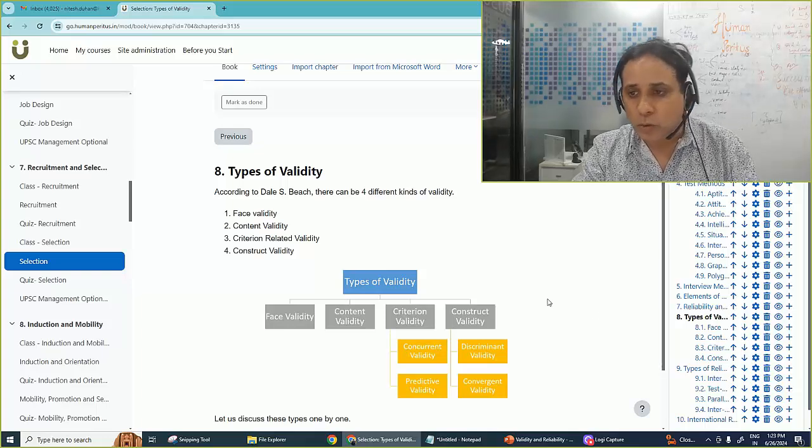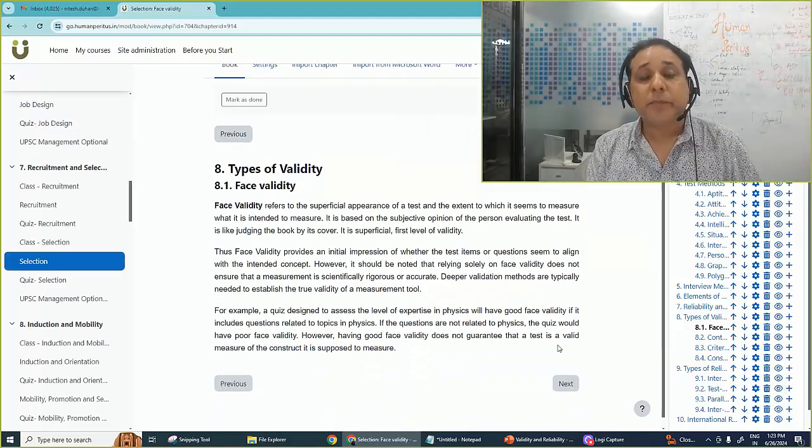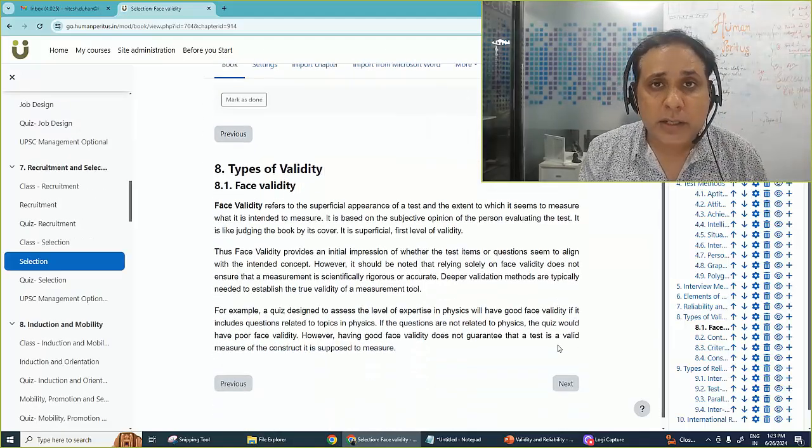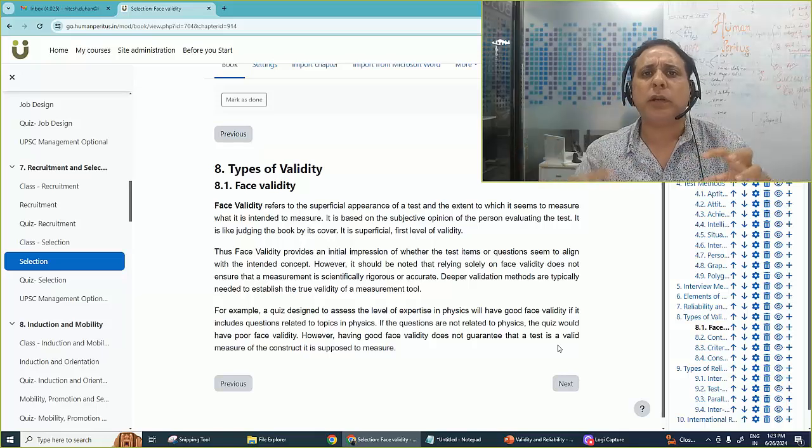And so let's go to the first one, which is face validity. So guys, what is face validity? Face validity is nothing but judging a book by its cover. Judging a book by its cover means, broadly, it's kind of an overview only.